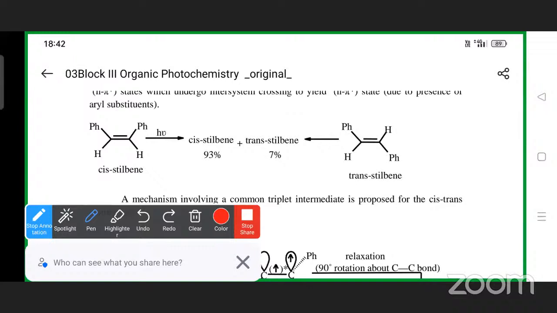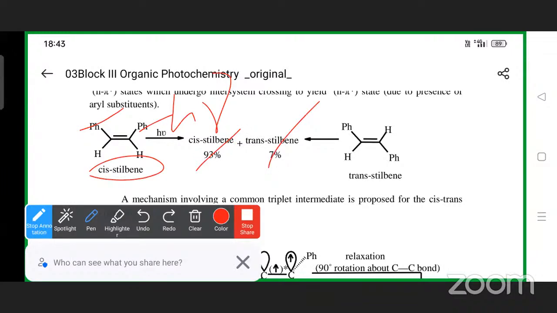So you see here the cis stilbene. Okay, so why is it cis here? Two phenyls are in the same direction, so it is cis stilbene. Okay, so upon irradiation with the photolight at its respective wavelength, it is going to form the various products here, right? Cis stilbene and trans stilbene.